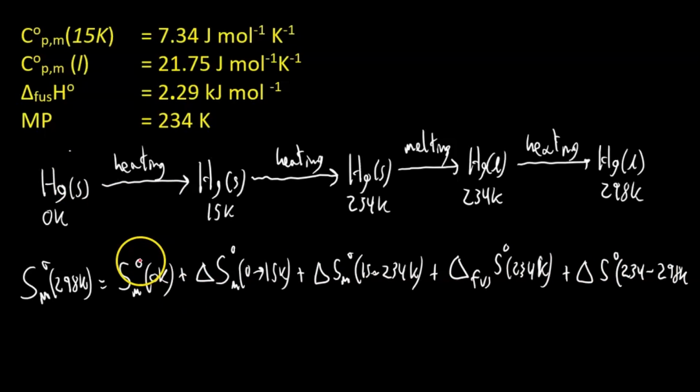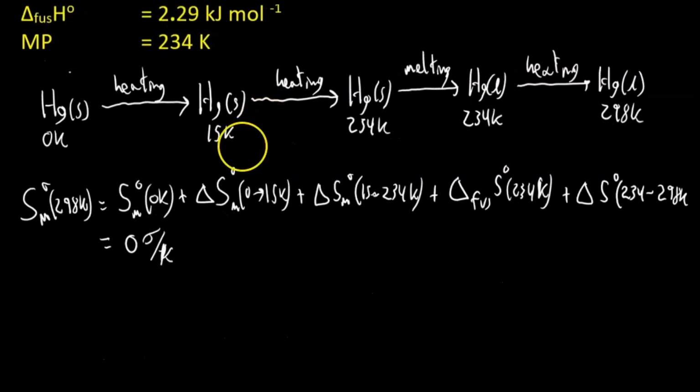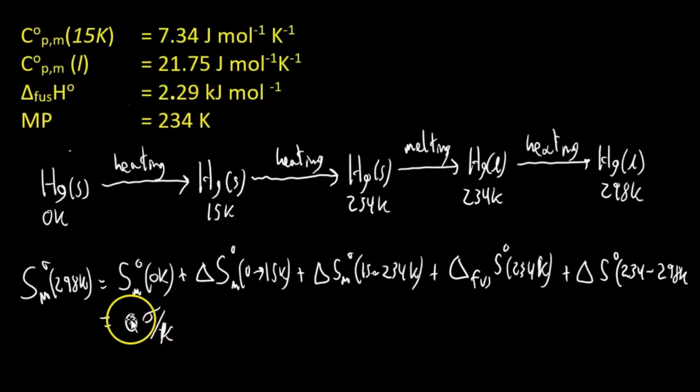At 0 Kelvin, the entropy is just 0 joules per Kelvin. Now there could be residual entropy if you're told about that, but otherwise we'll just assume this follows the third law entropies. So this is a third law substance, so it's just essentially 0 joules per Kelvin at 0 K. Okay, so that one's 0, so that's fun. Now we need to heat it from 0 to 15 Kelvin.